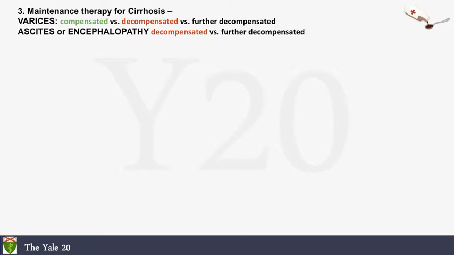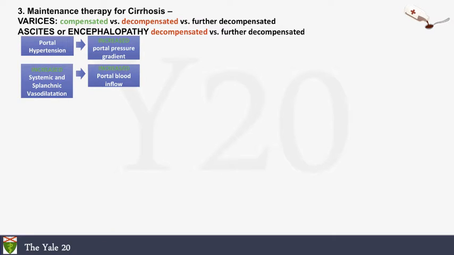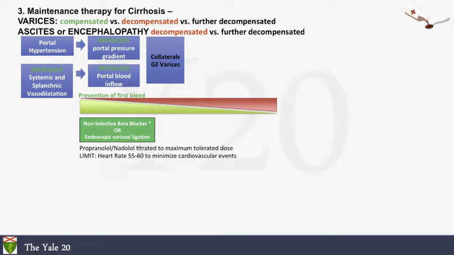maintenance therapy. So first, for varices, we'll go through the pathophysiology. Portal hypertension leads to increased systemic and splanchnic vasodilatation, increased portal blood inflow and increased portal pressure gradient, collaterals, and GE varices. What do we do to keep them from bleeding? Well, we give them non-selective beta blockers, propranolol or nadolol, titrated to the limit heart rate of 55 to 60 to prevent medication-induced complications or adverse drug events. Or you can do variceal ligation.